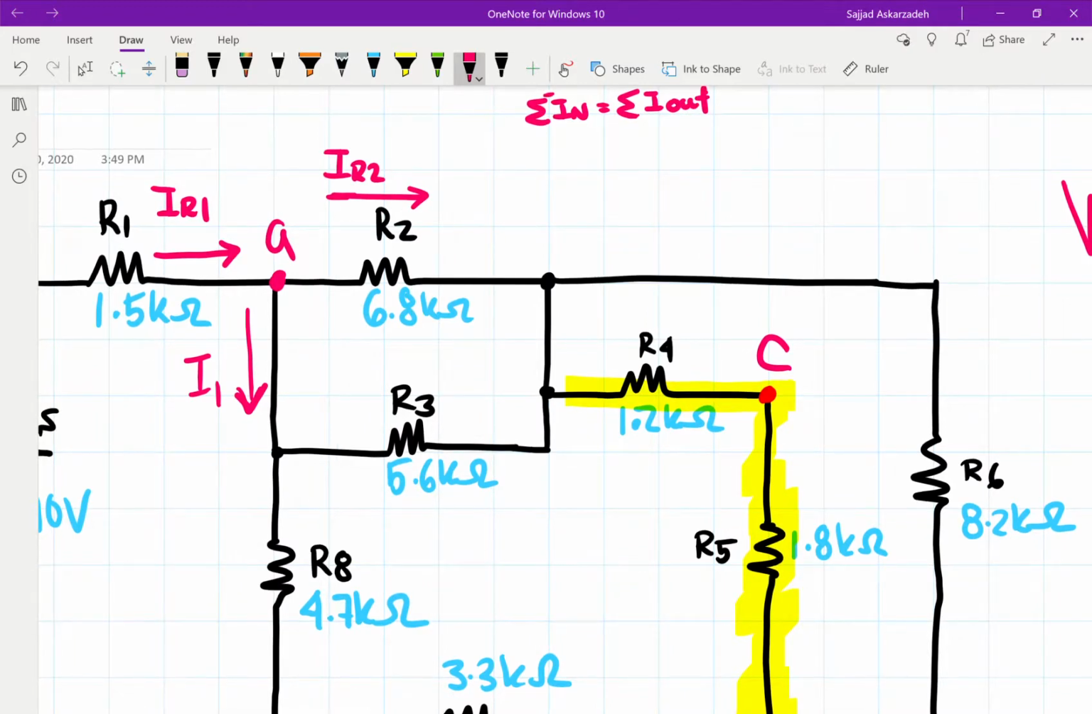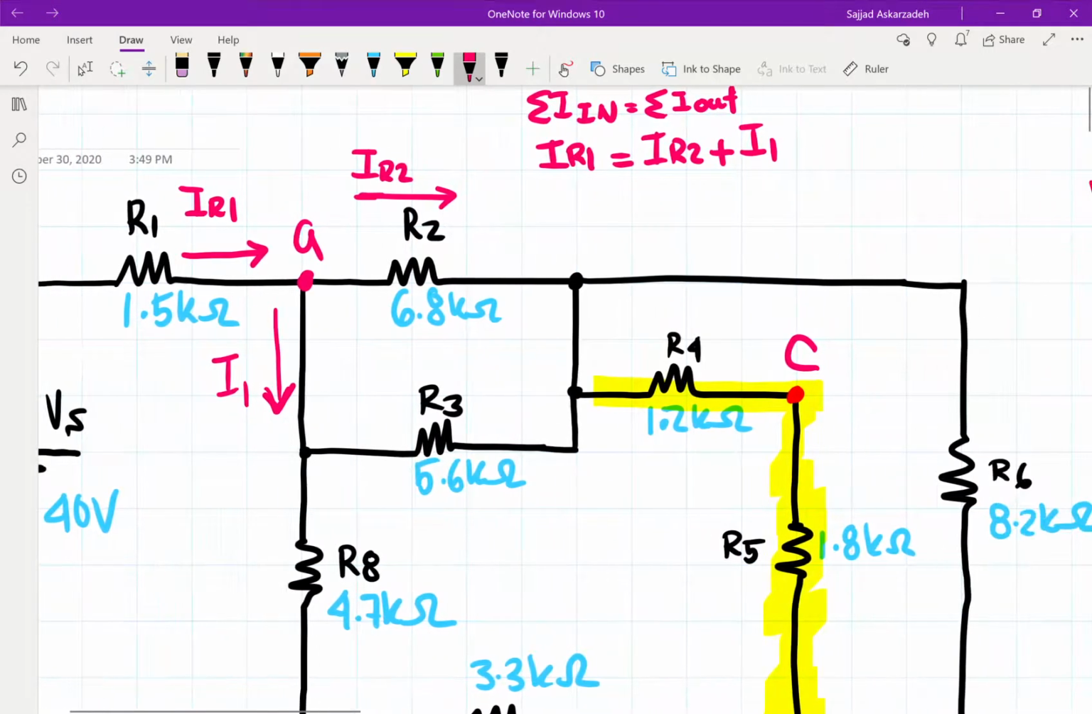I'm being a little sloppy, so let's just write that nicely. Okay, what's going in? So IR1 is going in. IR2 and I1 are coming out from node A. This way I don't have to worry about the positive and negative, and I can just rearrange it. So now I'm going to rearrange and solve for I1. I'm going to move R2 to this side and leave I1 there, and I'm just going to write it this way so it makes more sense.